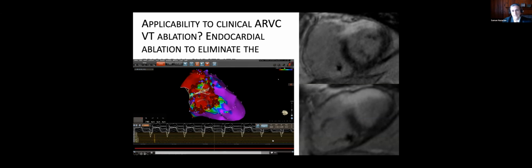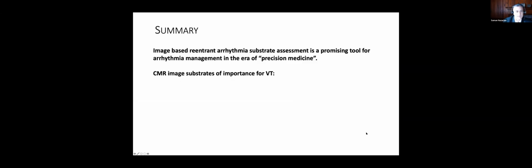So the success of ablation in ARVC in the epicardium, I believe, is not because we're ablating from the epicardium, it's because we're mapping from the epicardium. And if we know where that scar is, we don't necessarily have to be in the epicardium. So that can be useful for some of these patients.